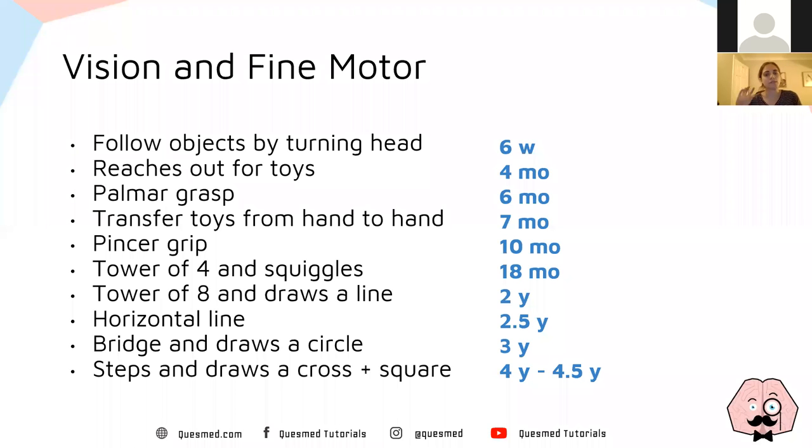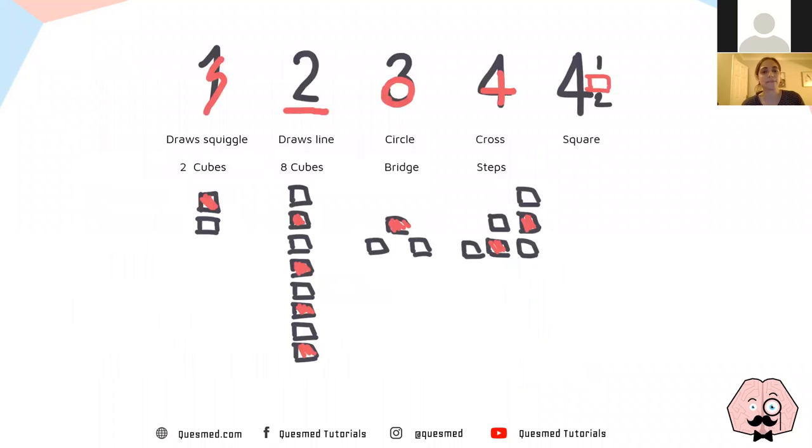So at 18 months, they'll be building a tower of 4 cubes. At 2 years, 8 cubes, they can draw a line. At 2.5, all these lines, I don't know why they really like these in exams because they're quite hard to remember, but I've tried to put a slide with a bit of a summary because there's circles and squares and crosses, which tend to come up in exams. So this is my attempt at a summary to talk about cubes and drawings by looking at the numbers. I don't know how useful this is, but you guys will let me know.